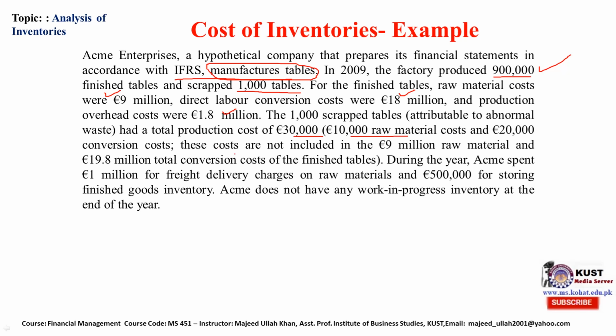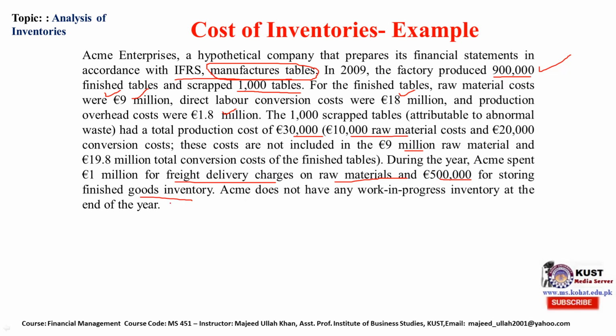These costs are not included in the 9 million raw material, and the 19.8 million total conversion cost is not included in this total; it is the conversion cost of the finished tables. During the year, ACME spent 1 million for freight delivery charges on raw material and 500,000 for storing the finished goods inventory. ACME does not have any work in progress inventory at the end of the year.